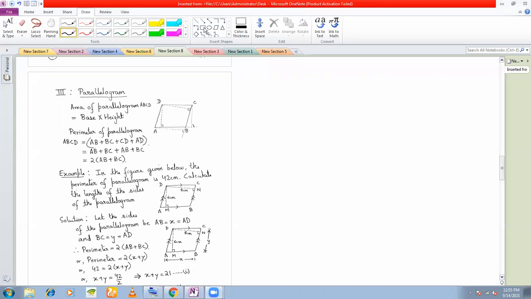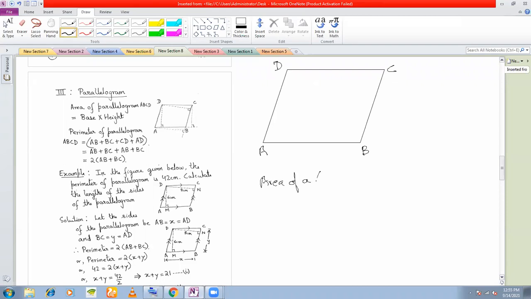Okay, for a parallelogram, this requires a little bit of attention. Look at this parallelogram. Area of a parallelogram, the formula is base into height. Now the question is, again, this is very similar to your triangle part. Your height will depend on the base. Suppose this AB I have taken as the base. Suppose AB I take as the base. Then which one will be your height?